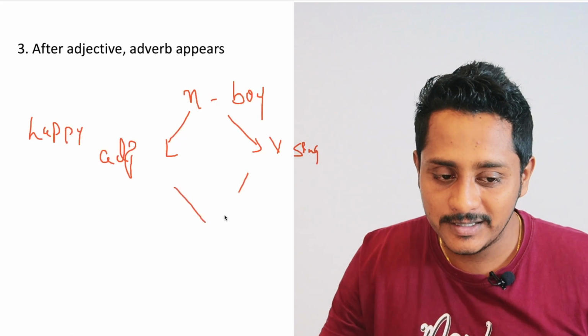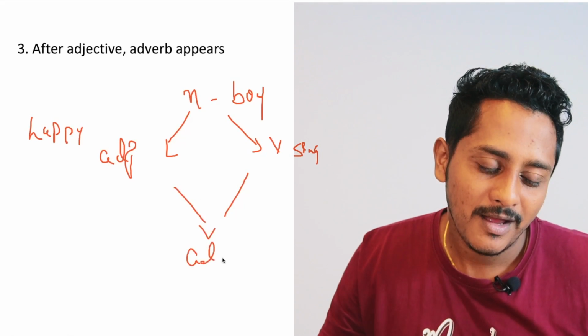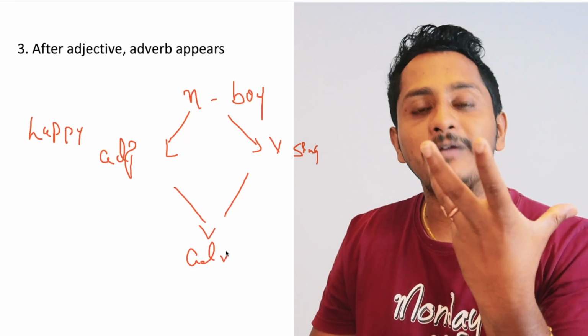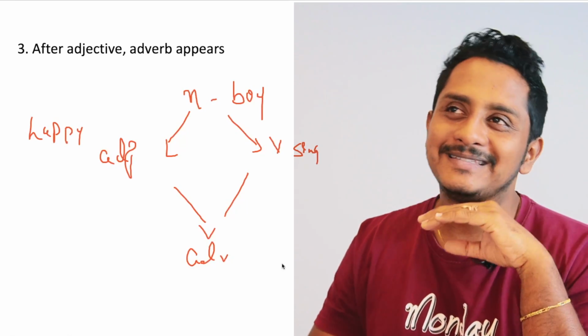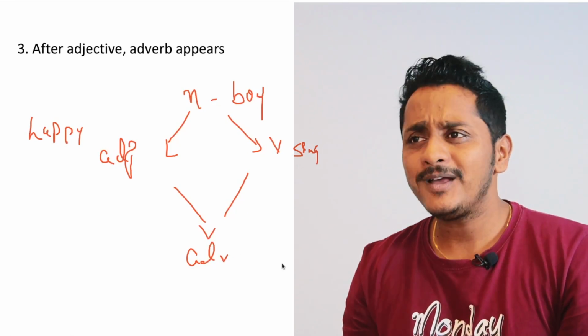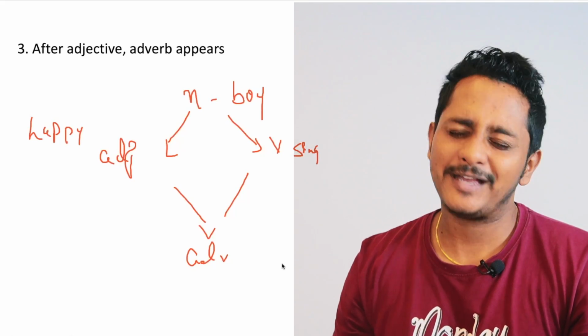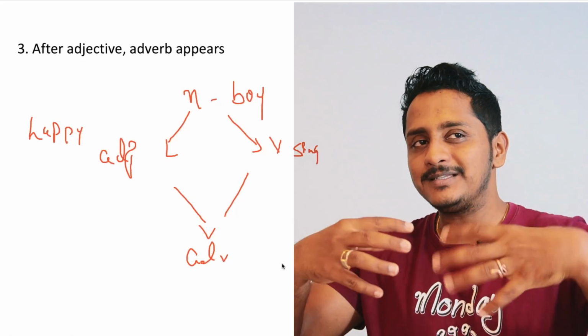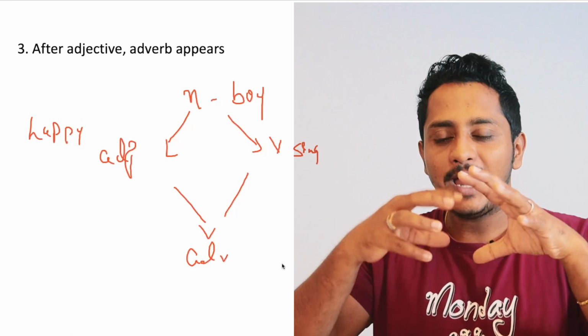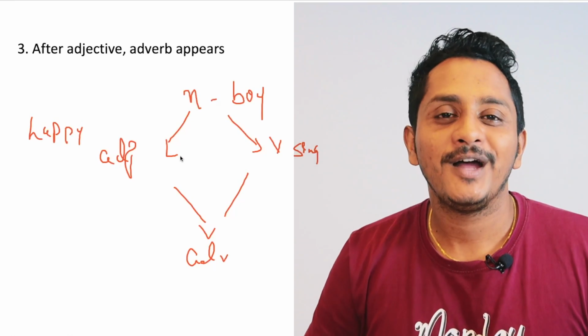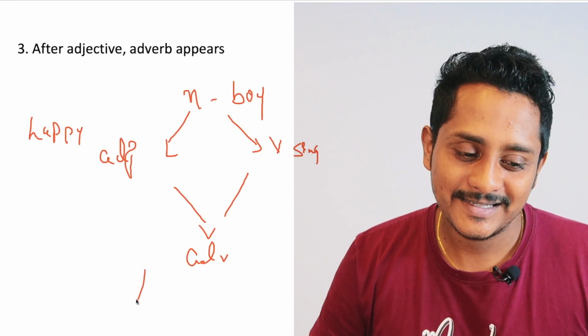Now this is the one that is called adverb. Adverb represents how much of happy. The boy is happy, boy is extremely happy. The boy sings, how he sings? The boy sings excellently. So now adverb is an extension of an adjective, adverb is an extension of a verb, and good thing is adverb ends in ly.